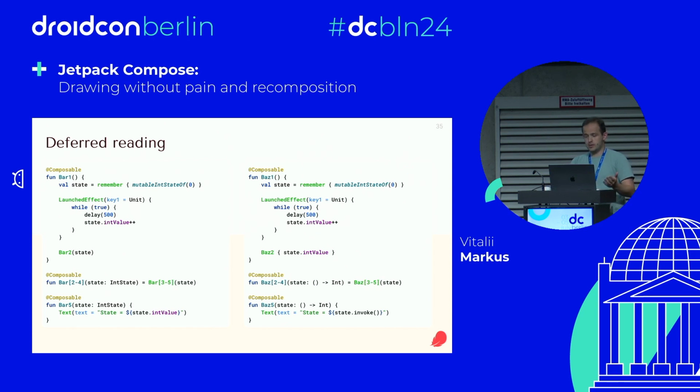We can do it in 2 ways. The first one is to pass the state directly and read it using its value property. Or the second one, for example, we can pass a lambda, which does the same thing. To be honest, there is not much difference. I think it depends only on your preferences.